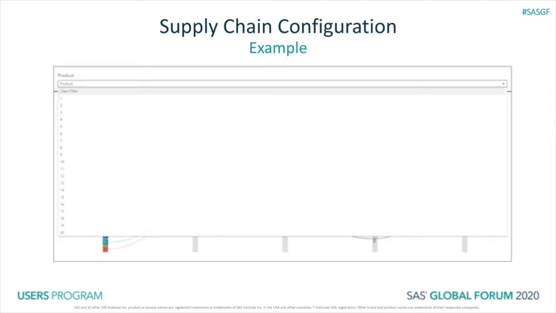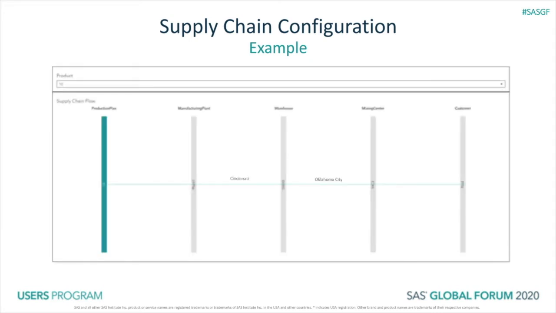Now, let's just look at, for example, product 10 here. According to our input data, product 10 is manufactured in plant 1 in Cincinnati. It is sent to the supply warehouse. And when there is a replenishment order received from the mixing centers, which is in Oklahoma City and which is actually mixing center 3, it is pushed into that particular inventory. And then it's finally sent to the customer when we arrive at shipment time.